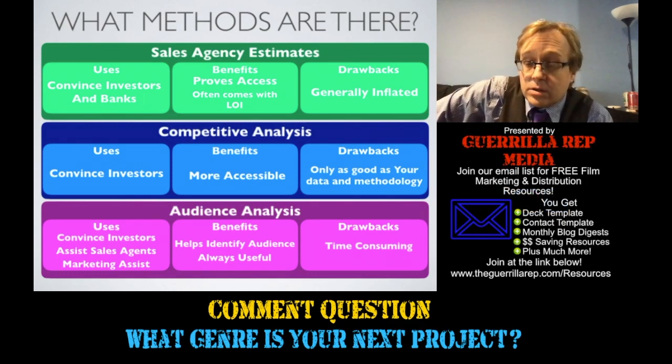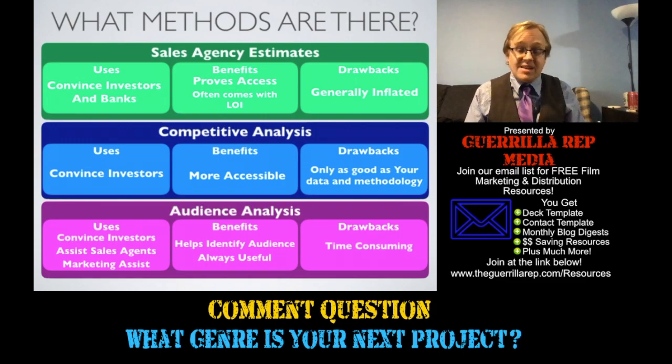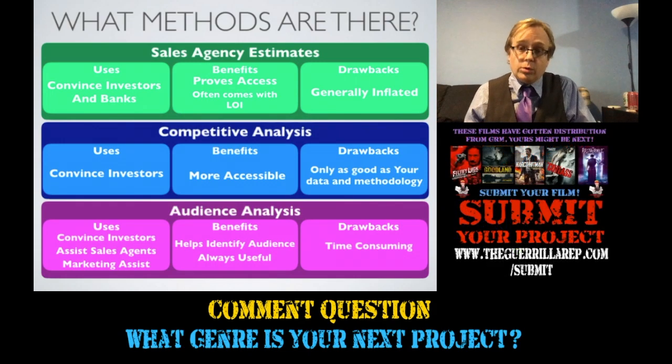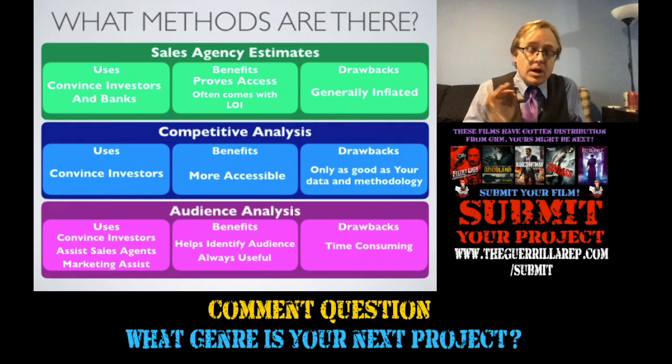The big reason you need any of these is to convince an investor to give you money for your film. But they all have different ancillary uses as well. A sales agency estimate are essentially numbers you would get from a sales agent based on your particular film and how much they think they could sell it for. Normally there are highs and lows at an early stage. They are very unreliable and generally fairly inflated.